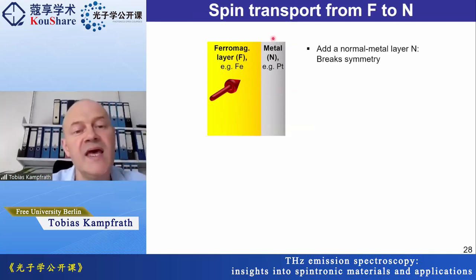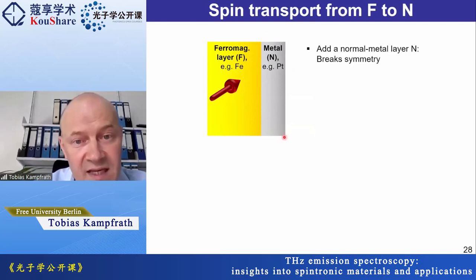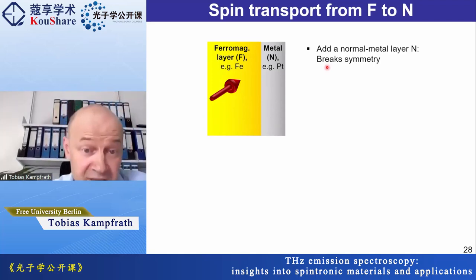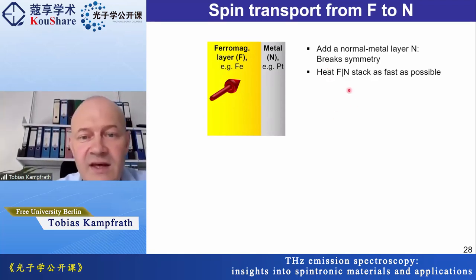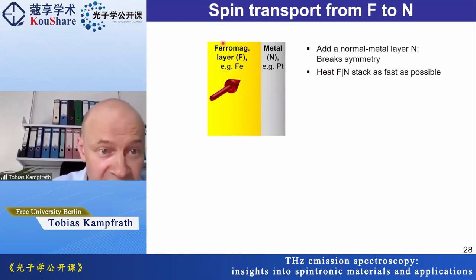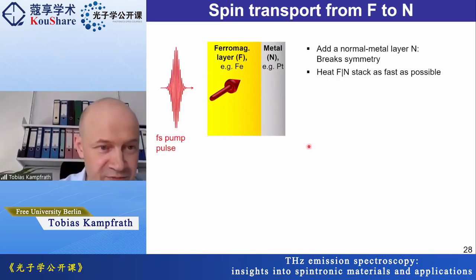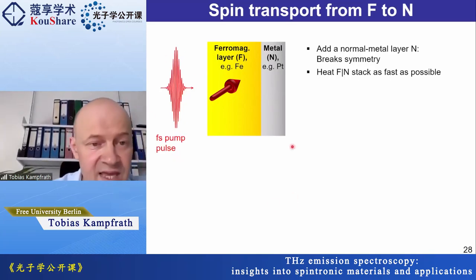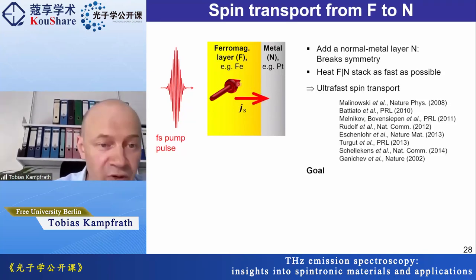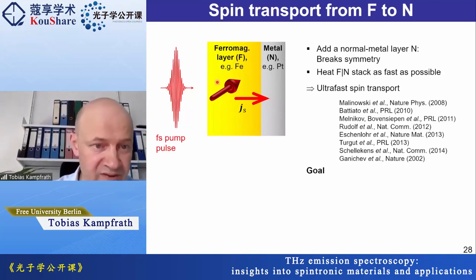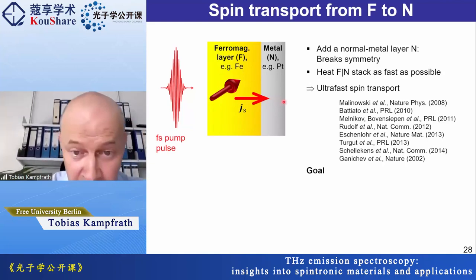I should also mention that by adding this non-magnetic layer here, we break the symmetry of the system. And this means we basically allow for photocurrents by breaking the inversion symmetry. And well, let's now heat the ferromagnet as fast as possible. So how can we do this? Well, that's very easy. We just take a femtosecond laser pulse. It will increase the temperature of the ferromagnetic layer, which will then hopefully also drive spins into the adjacent platinum layer, because the ferromagnet wants to get rid of spin angular momentum.